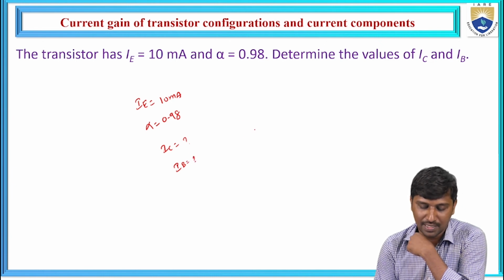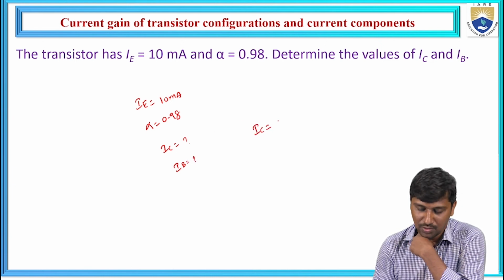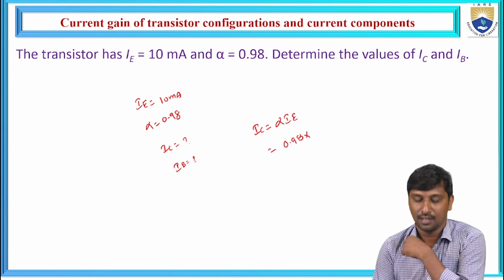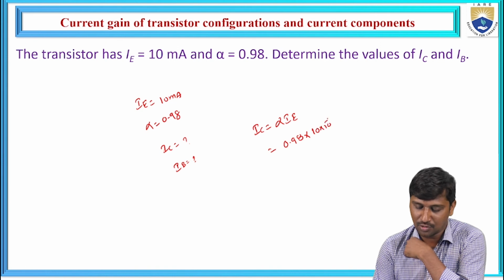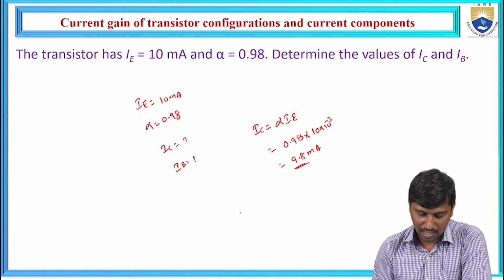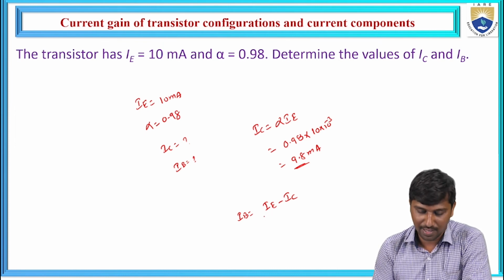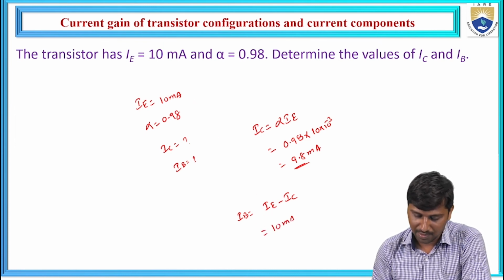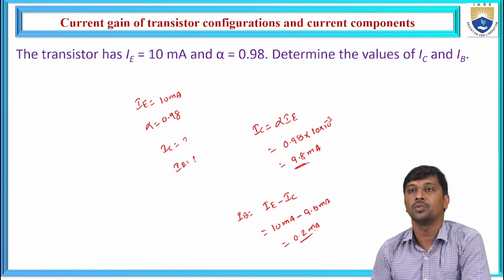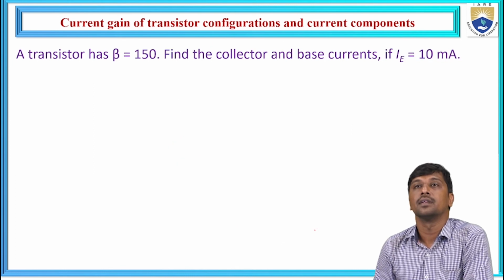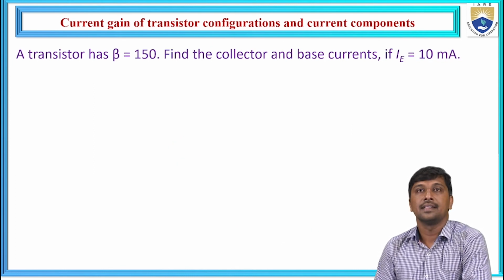Based on the given configurations, we know one relation, IC is equal to alpha times IE. So alpha value is 0.98 and IE is 10 milliamperes, 10 into 10 to the power minus 3, then it becomes 9.8 milliamperes. And similarly, we know that IB is equal to the difference between emitter current and collector current. Just substitute these values, 10 milliamperes minus IC value 9.8 milliamperes, that is equal to 0.2 milliamperes.